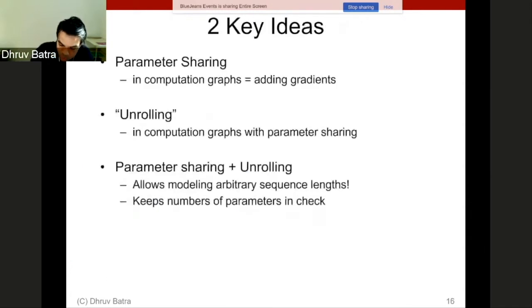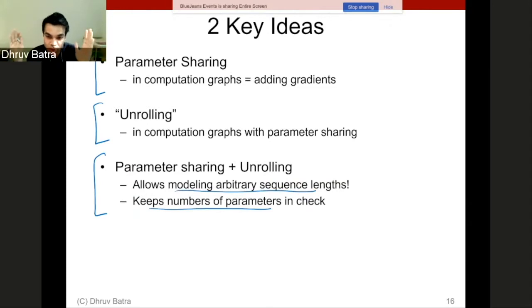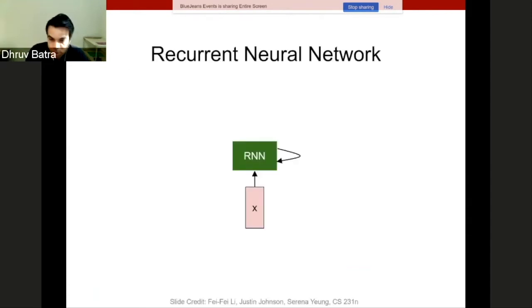Okay, so those are the two ideas: parameter sharing in computational graphs and unrolling. Together, when combined, they allow you to model arbitrary length sequences, and they keep the number of parameters in check. It is not the case that ahead of time you have to define a max length sequence, because you could have said that I have a multi-layer perceptron that deals with a max length sequence, and I will have parameters for each of the slots in this sequence. But we don't have to do that. We don't have this blow up of parameters.